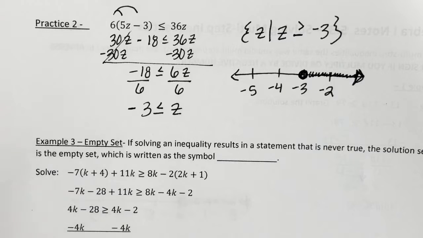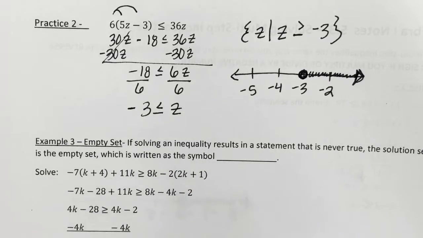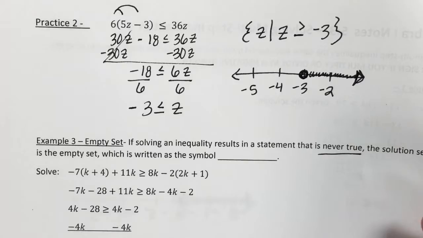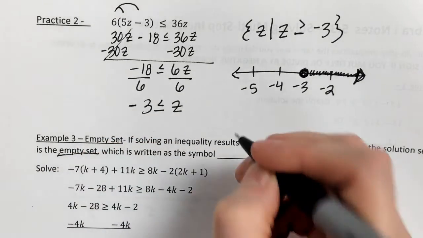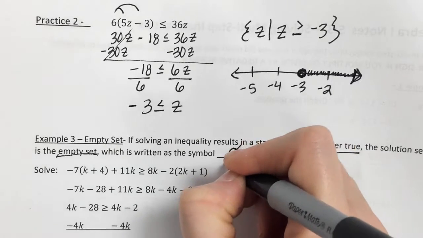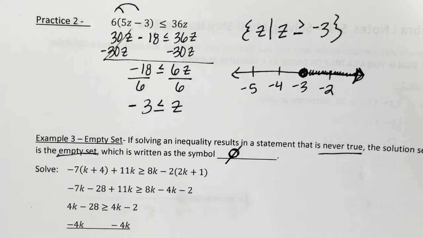This next part is kind of the new part. It says, if solving an inequality results in a statement that is never true, the solution set is an empty set, which is written as the symbol. It's the same symbol as no solution. A lot of people say no solution, or you can say empty set, or you can just write the symbol. It's up to you.